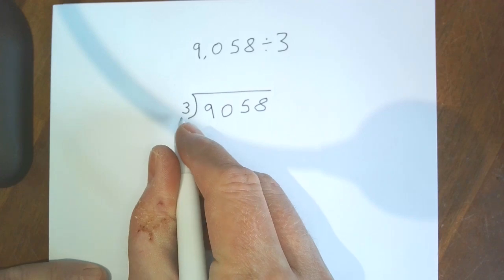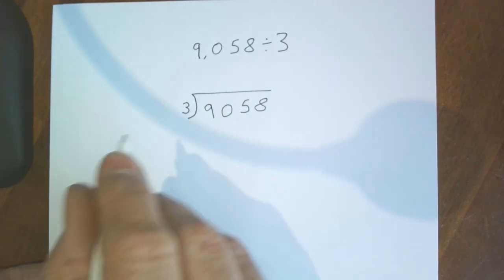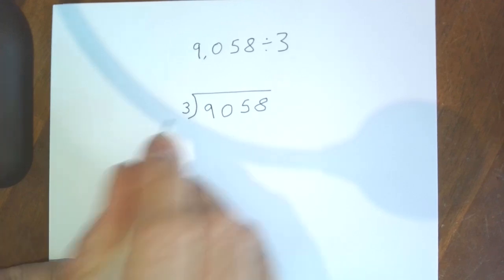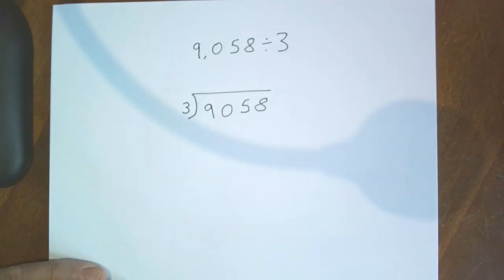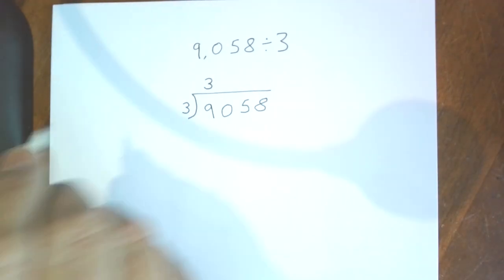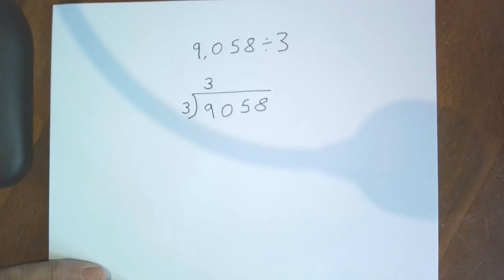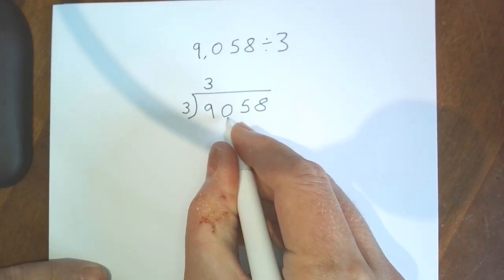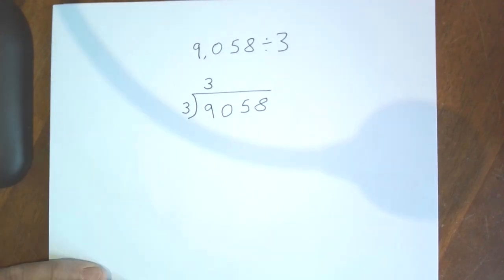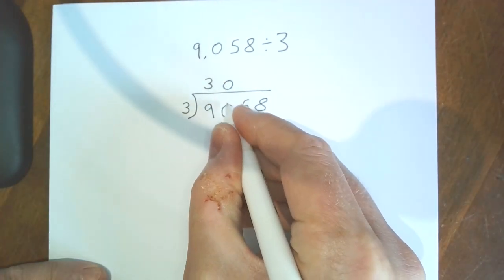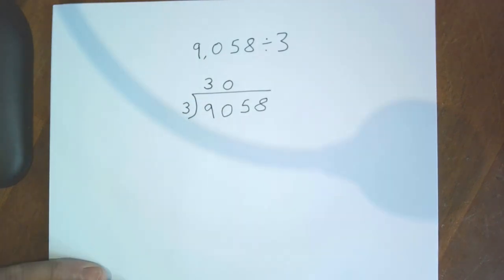How many lots of 3 are in 9? 3 times what is 9? If I had 9 counters, how many groups of 3 could I make with those 9 counters? So that would be 3. 3 times 3 is 9, and there's none left over. There's no remainder. So now I move on to the next digit. If I had 0 counters, how many groups of 3 could I make? None. And there's none left over because there were no counters.